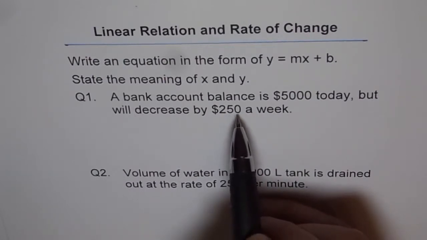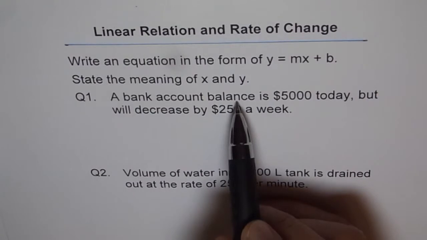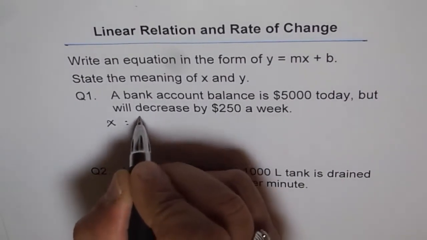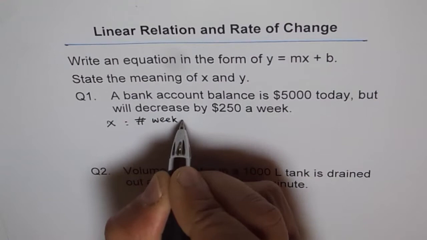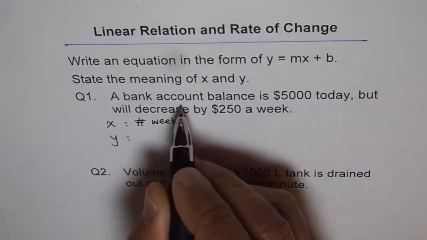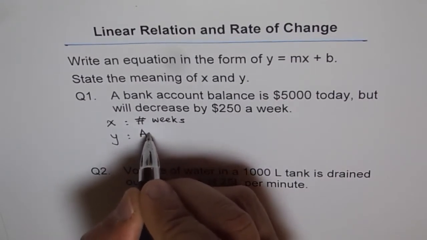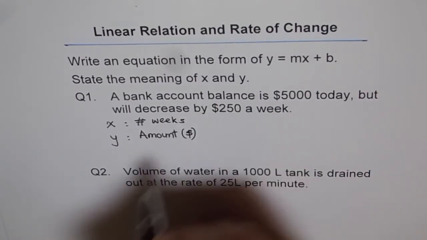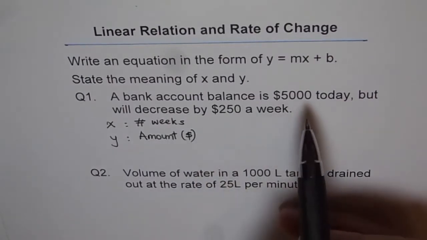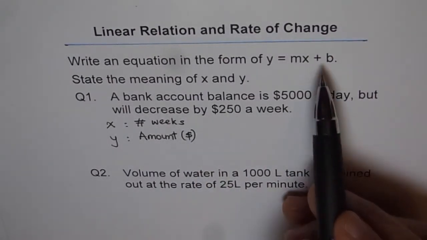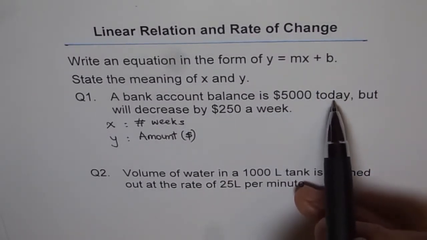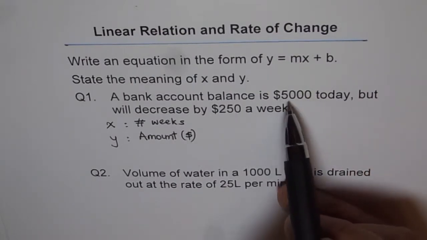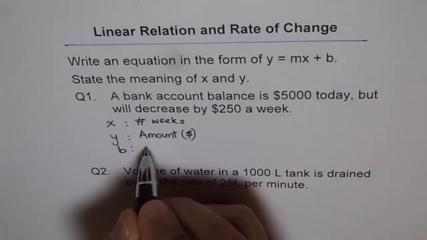What decreases? The bank balance, the account. Do you see that? That is y. So x is the number of weeks, correct? And y is the amount in the account in dollars, correct? Now further, what is b? The fixed cost. The fixed cost here is $5,000 today. We haven't really started, so it's week 0. So when x is 0, the value is $5,000. So b is $5,000.